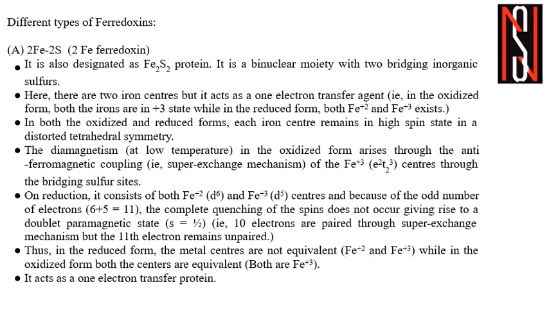Thus, in the reduced state, the metal centers are not equivalent. Why are the metal centers not equivalent? Because one metal ion is in the +2 oxidation state, whereas the other metal ion is in the +3 oxidation state. Whereas in the oxidized form, both the metal ions are equivalent because both the iron ions are in the +3 oxidation state, due to which it acts as a 1 electron transport protein.